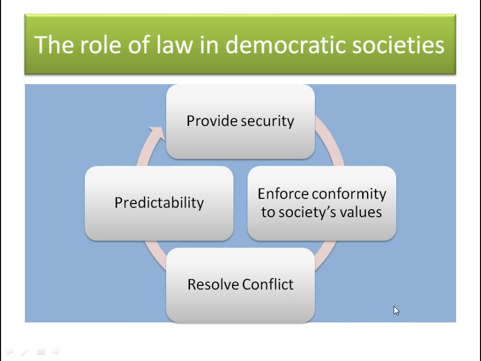The role of law in democratic societies. 4 very important points and 4 provisions that law provides. Laws provide security. They provide predictability. They provide us with a means to resolve conflict. And they also enforce conformity to society's values. That's to keep us in good behavior.